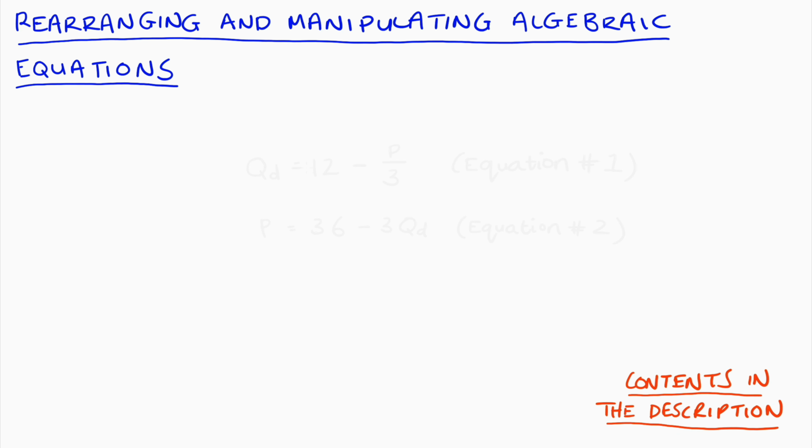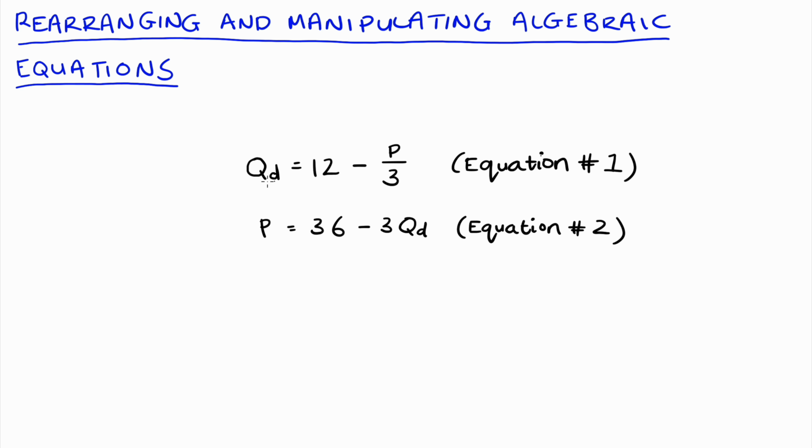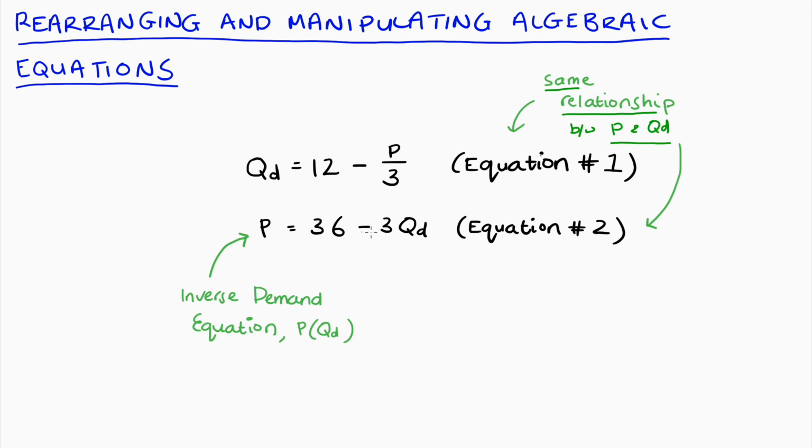To take an example, let's look at the following two equations, which describe actually the same demand relationship, and they differ only in which variable is being modelled as the dependent variable. Equation 2 is actually equal to equation 1, except we've moved the price variable to the left-hand side. This is often called an inverse demand equation because it does model price as a function of quantity demanded instead of quantity demanded as a function of price.